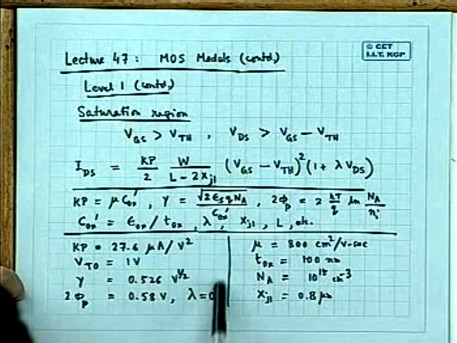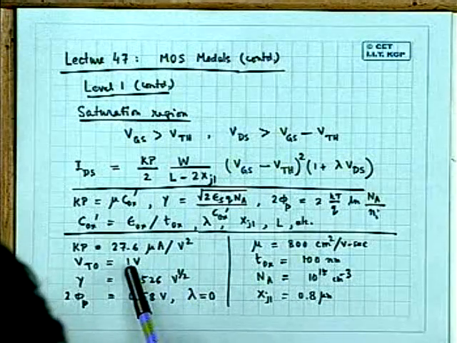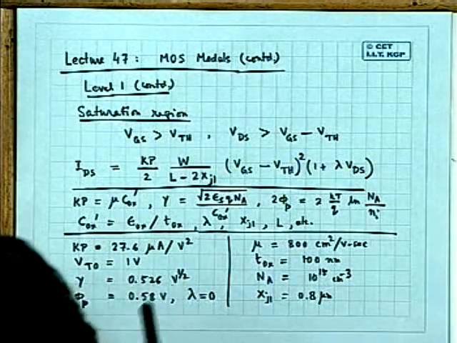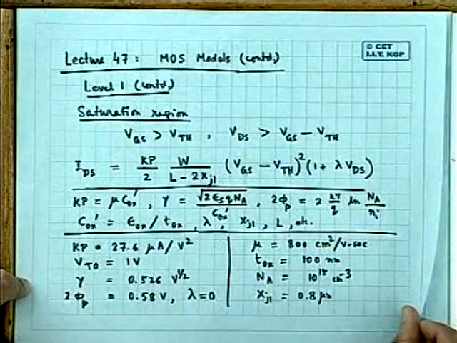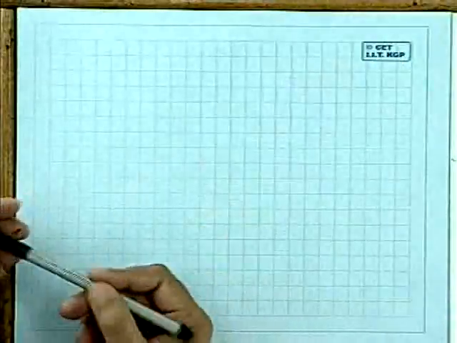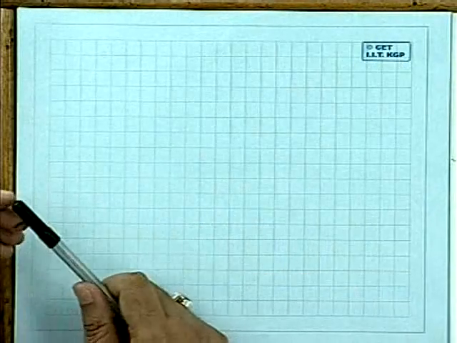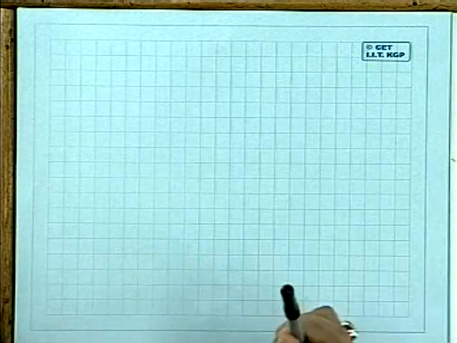And then the values of Kp, which is mu into Cox, VTO is assumed to be 1 volt, gamma is this much, etc. They are dependent on these values themselves. Using these values, you can do it yourself. You can generate the curves. Because L is suppose 10 micron or 5 micron.